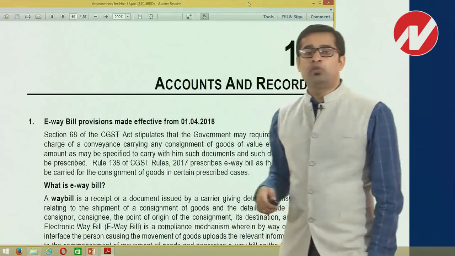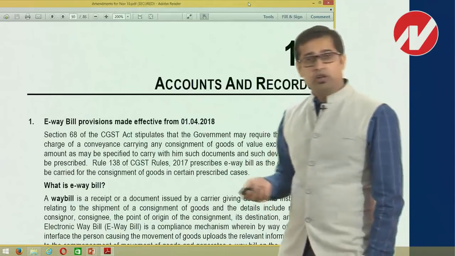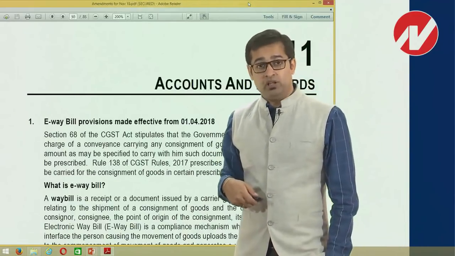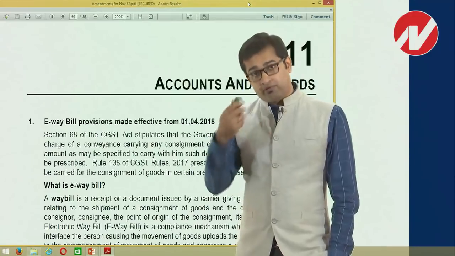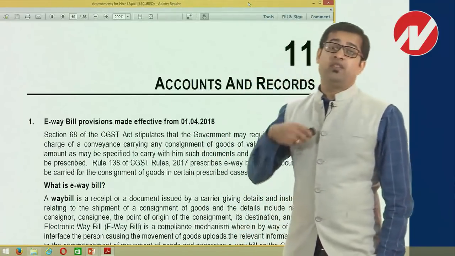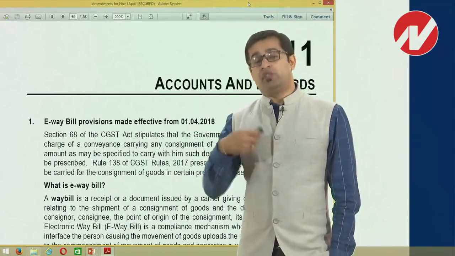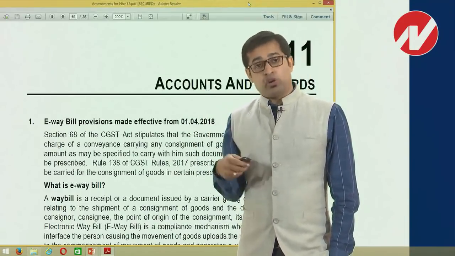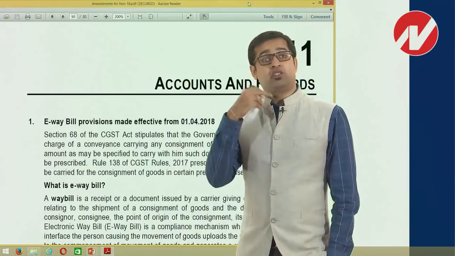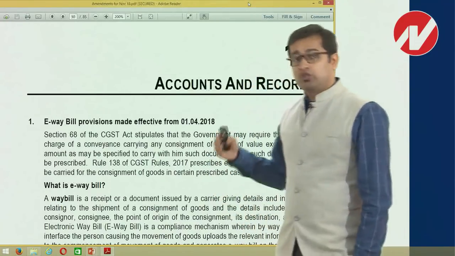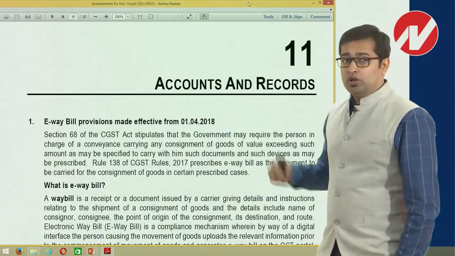So let us talk about how the entire e-way bill works, who is required to prepare an e-way bill, who is required to accept an e-way bill, what if there is a cancellation of the transaction, can we issue an e-way bill in case of other than supply, and what are the situations or what are the products in relation to which an e-way bill is not required. So these are the things that we need to cover.